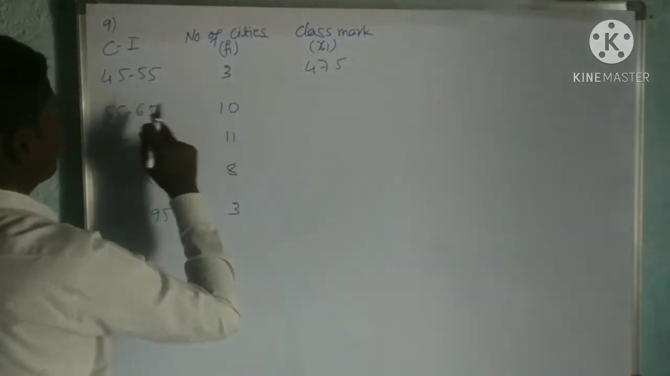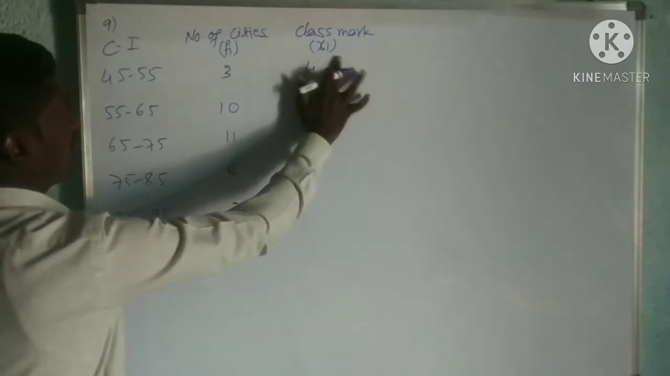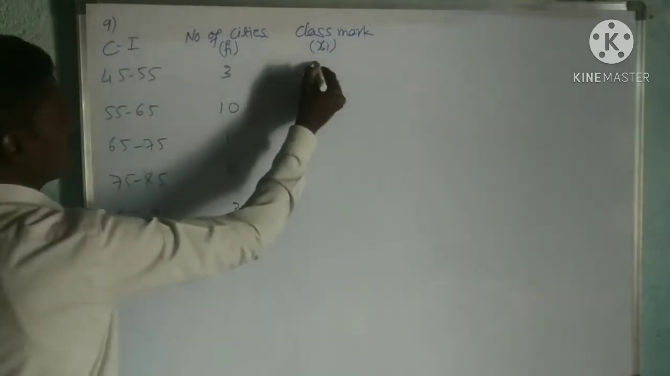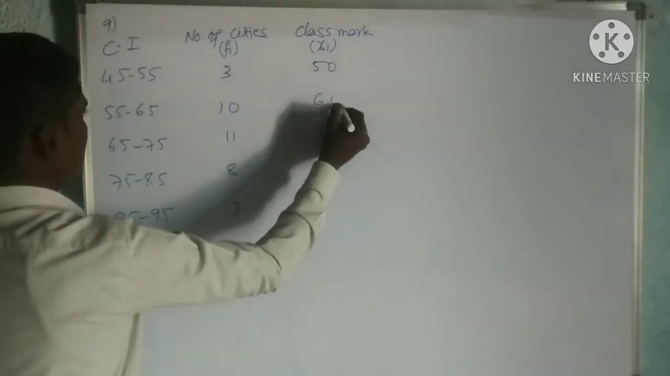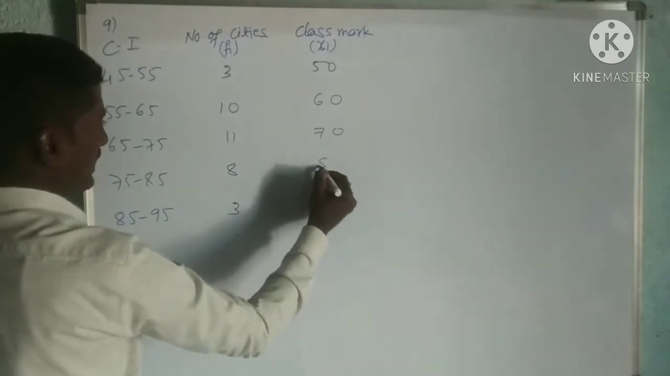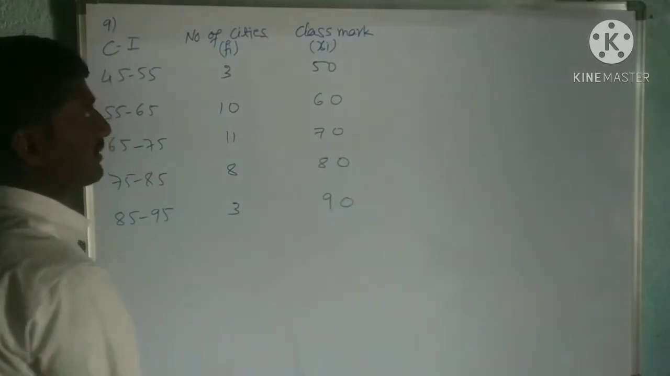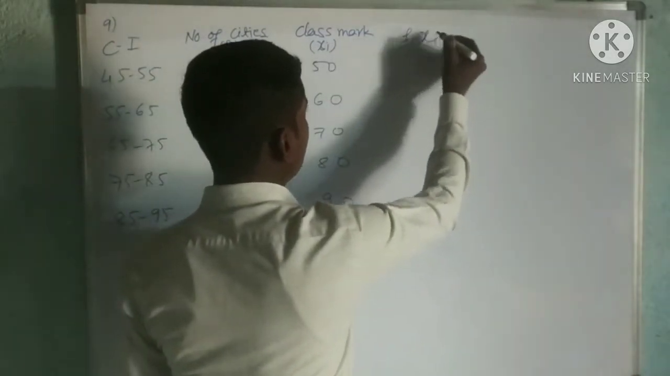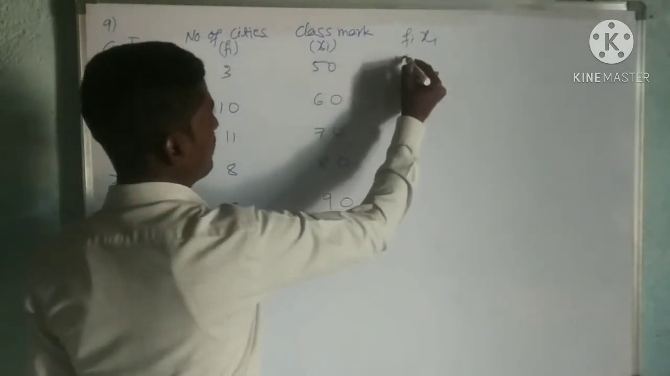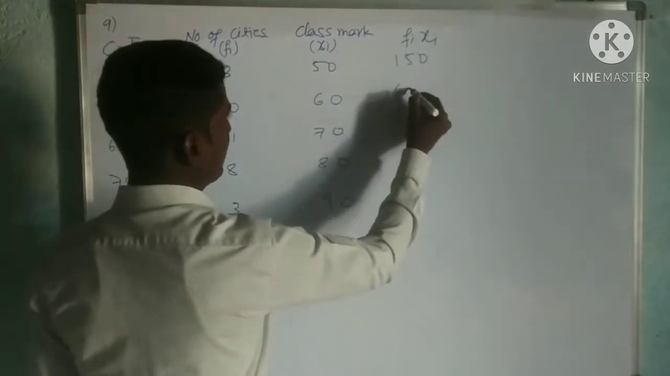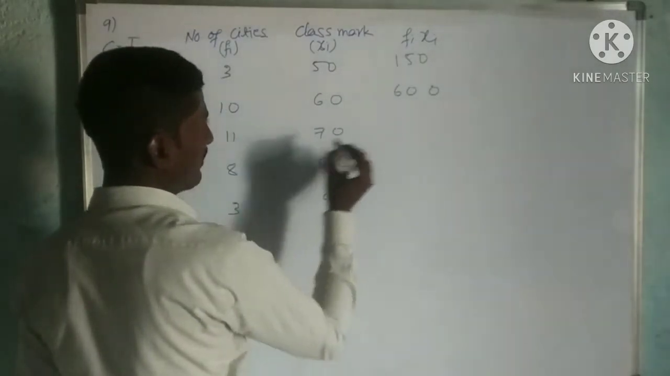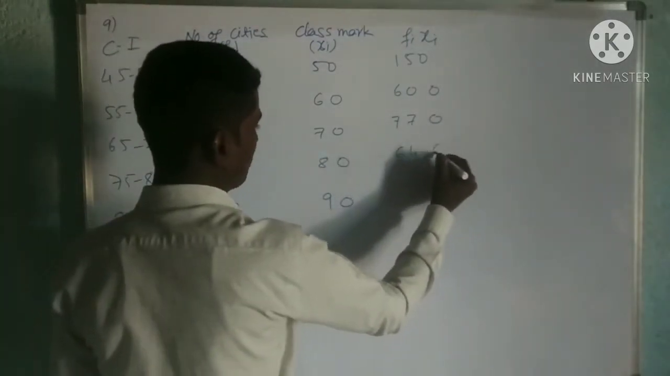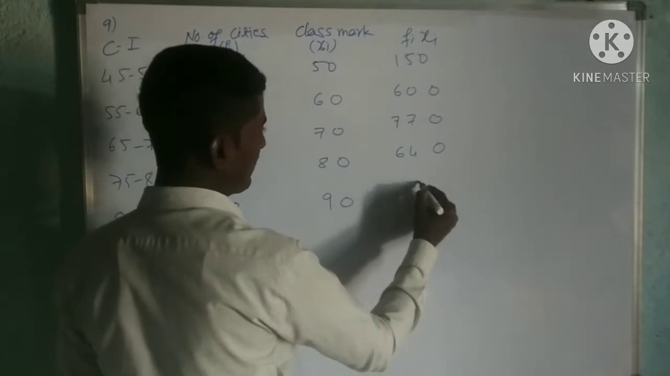Now, am I right? No, not 2.5, I have to add 5, because 10 difference is there. So this is 50, 60, 70, 80, 90. Then the next column is fi into xi. Multiply this. 5 threes are 15. 600. 7 elevens are 77. 8 eights are 64. 9 threes are 27.